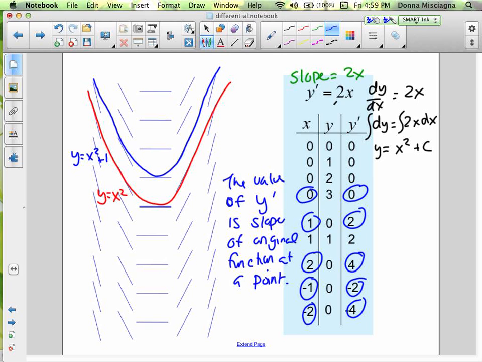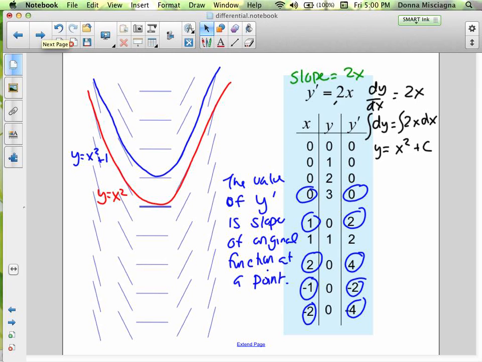Because if I plug in 0 for x, I get 0. And no matter what y is, and there's not every point listed here, if x is 1, then the slope is going to be 2. Whatever y is, whenever x is 2, the slope is going to be 4, and so forth. Whenever x is negative 1, the slope is going to be negative 2, because that's what I get when I plug in. All right, so here we can see these graphed.